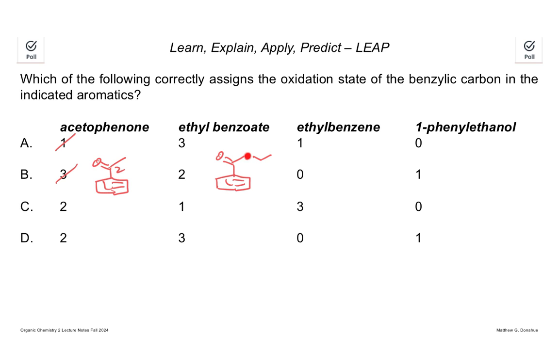So we have 1, 2, 3 bonds. That's going to be oxidation state 3, so we can eliminate C, and D is going to be our right answer. Let's go ahead and draw ethylbenzene. We can see that there's no heteroatoms, so that's oxidation state 0. And then the 1-phenylethanol, we have that benzylic alcohol, so that's oxidation state 1.